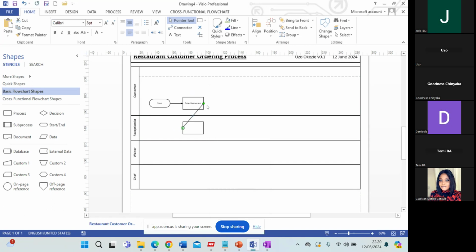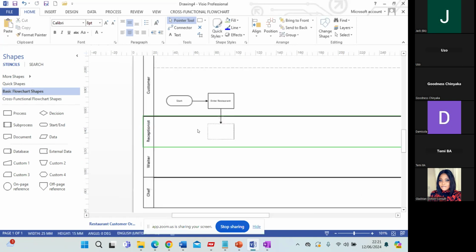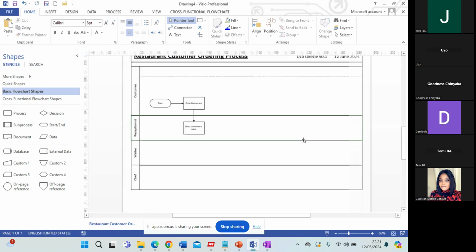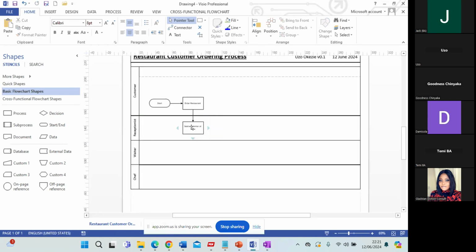So again, this doesn't work, but I can move the connector here and move the connector here. So that way it's changed the way I want. And then I can now say seats customer at table. Okay, so we already know that that's the receptionist task.